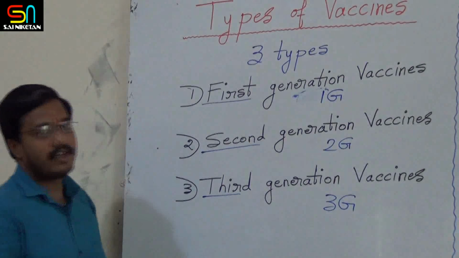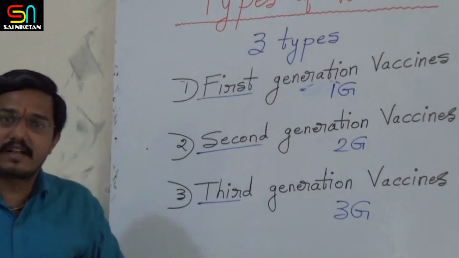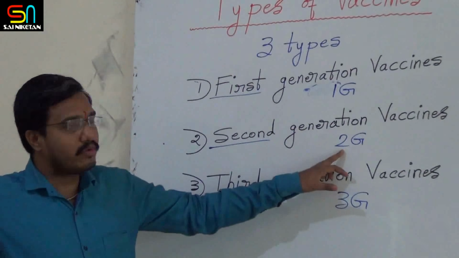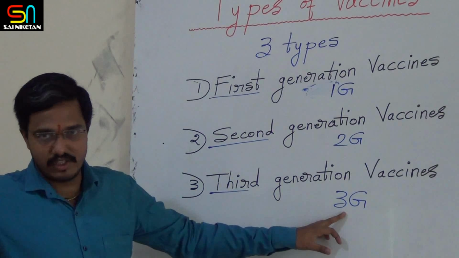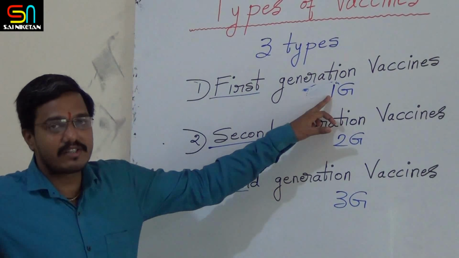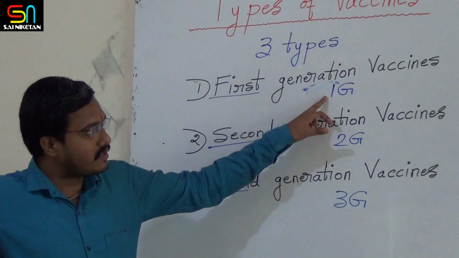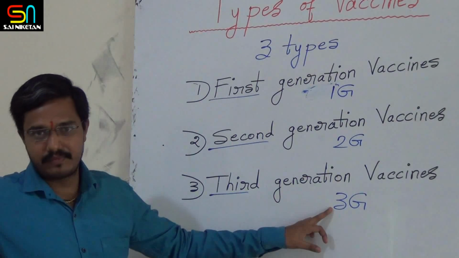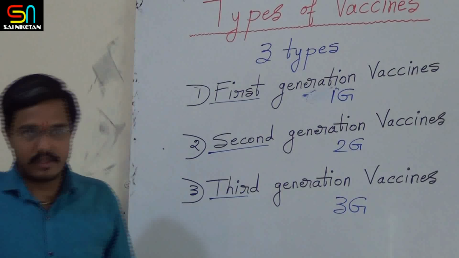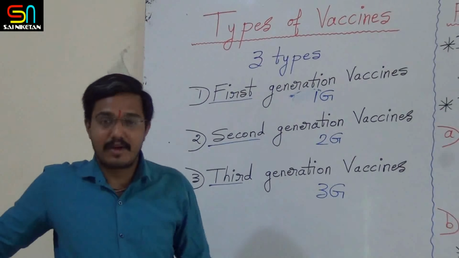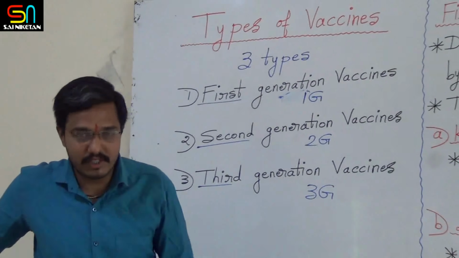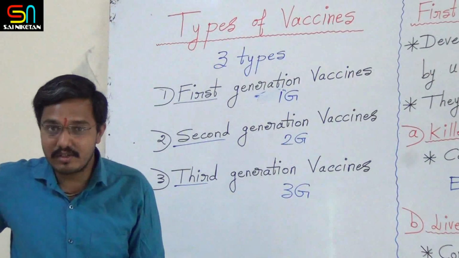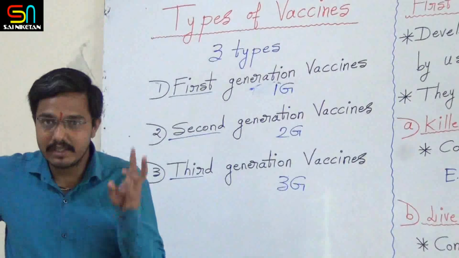It is very simple to remember. There are three types of vaccines: number 1 is 1G, number 2 is 2G, number 3 is 3G. This is simply the upgradation of vaccines. You might have heard about your mobile phones, where upgradation takes place. Now we are using 4G, and 5G is also going to come, but in vaccines you remember only 1G, 2G, 3G.